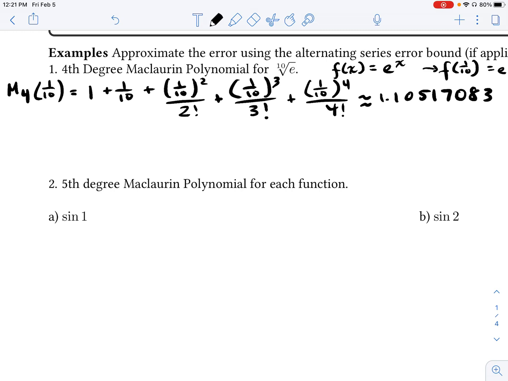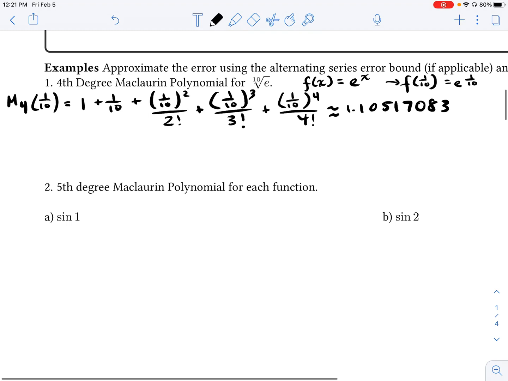Now that we have our approximation, we could find our exact error, or quote unquote, I should say actual error, if we were to subtract e to the 1/10th minus this approximation. But we're going to pretend for a moment we don't know what e to the 1/10th is. We're trying to approximate it using a Maclaurin polynomial, and we're trying to use our error to find out how close our approximation is. Now, if we look at our series here, we'll notice that this is not an alternating series. So we can't use the alternating series error bound. So instead, let's use the Lagrange error bound.